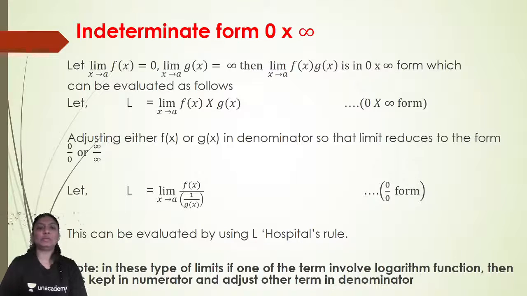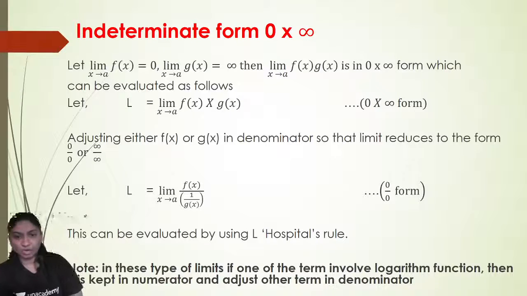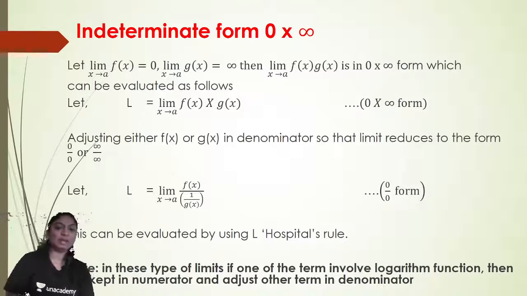Let L be equal to the limit as x tends to a of f of x into g of x, which is in the 0 into infinity form. Adjust either f of x or g of x into the denominator, so that the limit reduces to the form either 0 upon 0 or infinity upon infinity. Now let the limit as x tends to a of f of x upon 1 upon g of x, which is converted into 0 upon 0 form. So this can be evaluated by using L'Hospital's rule.